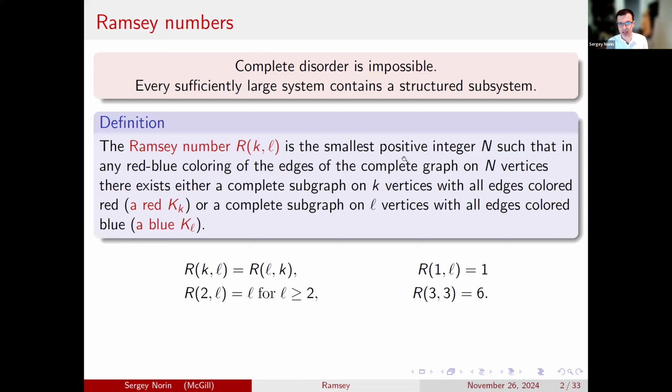In systems like this, the nicest possible regular systems are the graphs where all the edges have the same color. So all edges are red, all edges are blue, and the Ramsey numbers, which we want to study, are concerned with the quantitative aspects of the largeness of this sufficiently large system. So the main object that we are trying to understand is the Ramsey number R(k,l), the smallest size of the complete graph such that in a complete graph of this size, colored red and blue, we can always find a completely red subgraph on k vertices, so with all edges red, or a completely blue subgraph on l vertices.